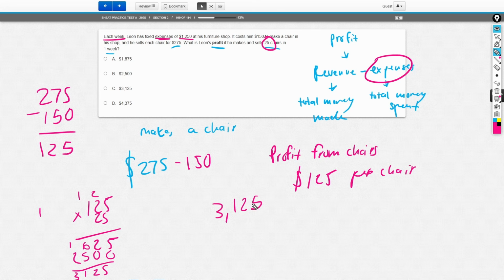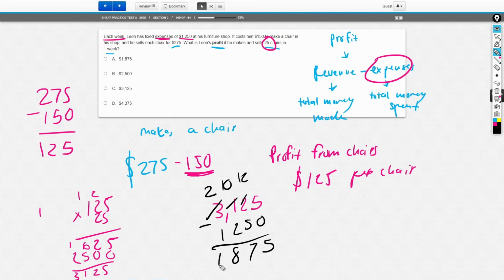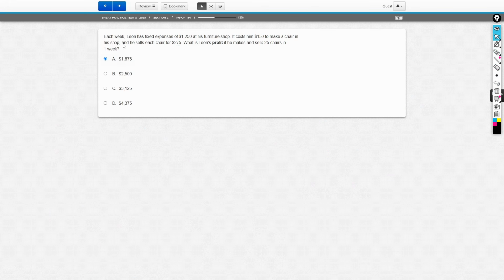This is all the money he made from the chairs, given how expensive they are to make. Now, that money doesn't just go in his pocket. From that money, $1,250 has to come out because he has to pay rent or utilities for his fixed cost. So there's a cost to making chairs, and there's also a cost to exist in this shop. This is the cost to exist in the shop. So now this subtracts, that turns into 5, 2, 10, 12, 7, 8, 1. So this turns into a profit for the week of $1,875, right? Which is going to be choice 1.